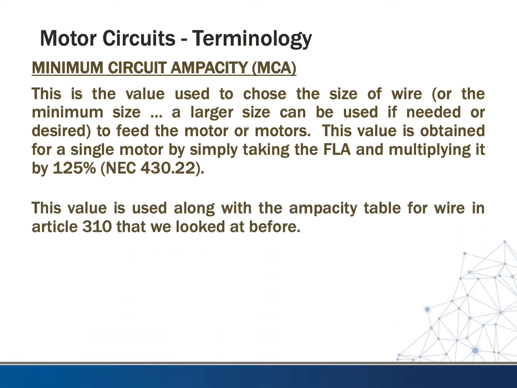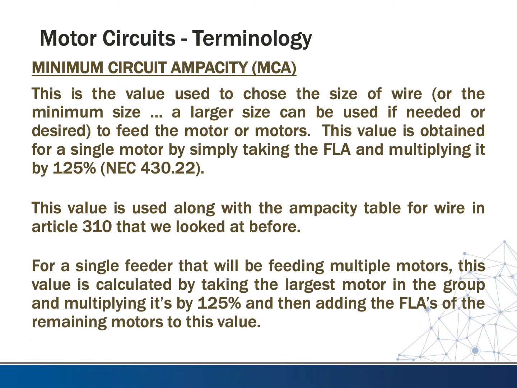So this value is used along with the ampacity table for wire in Article 310 that we looked at before. For a single feeder that will be feeding multiple motors, this value is calculated by taking the largest motor in the group and multiplying it by 125%, and then just adding up the FLAs of the other motors without multiplying by that 125%. So you only have to multiply the largest motor by that and then just add the others together. And this would be the value you'd use to size a single feeder that would eventually be tapped to feed multiple motors.